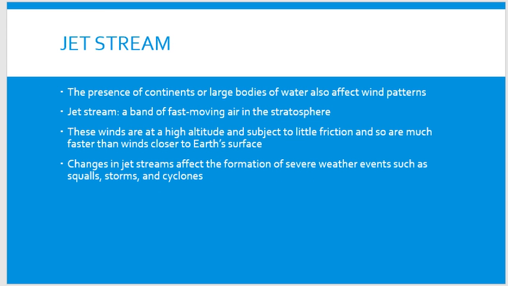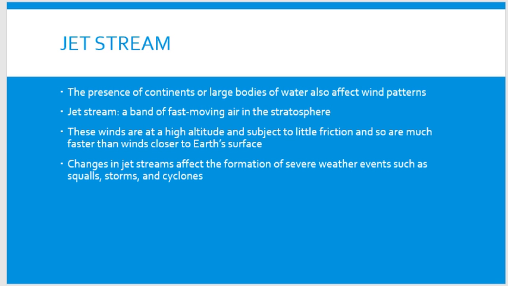Okay, and then the last effect in the atmosphere is what we call a jet stream. Basically, this is caused by the presence of continents or large bodies of water, and it will also affect the wind patterns. The definition for a jet stream is a band of fast-moving air in the stratosphere, which is a layer of the atmosphere.